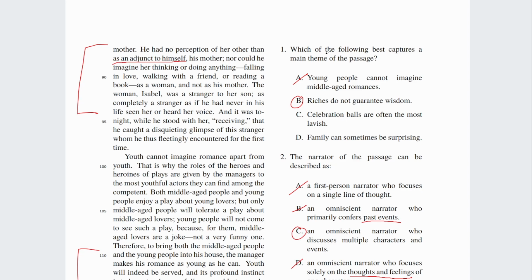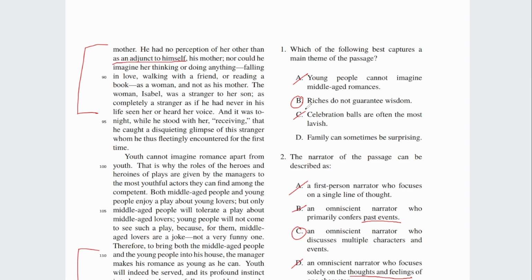Celebration balls being the most lavish is kind of a silly answer choice. First of all, celebration balls, I don't know who's throwing a ball for a reason other than to celebrate. But we also don't have any comparison in the passage about which one is more or less lavish than others. So I think C is totally out there.